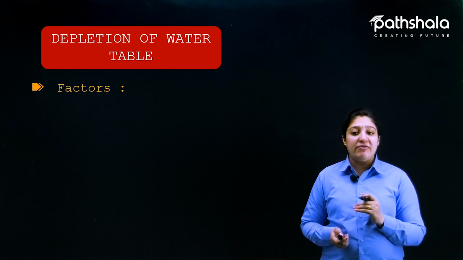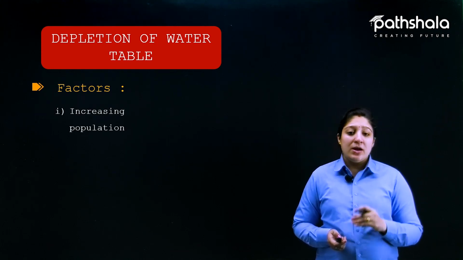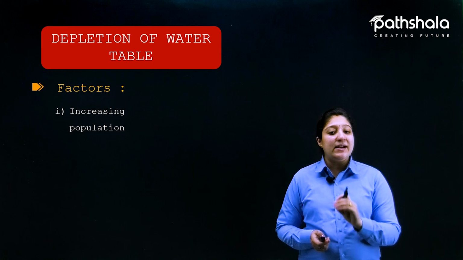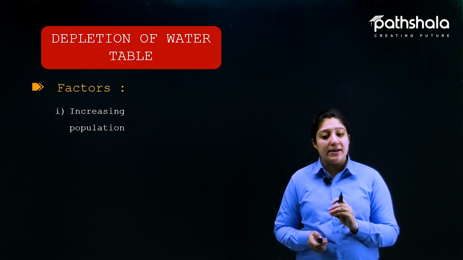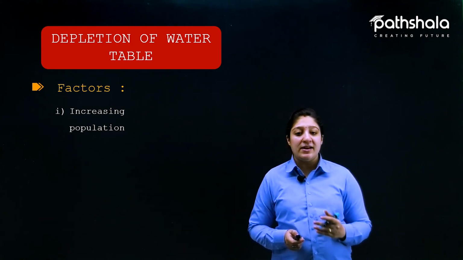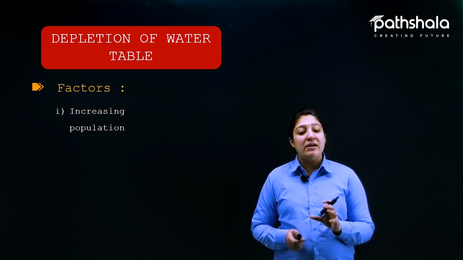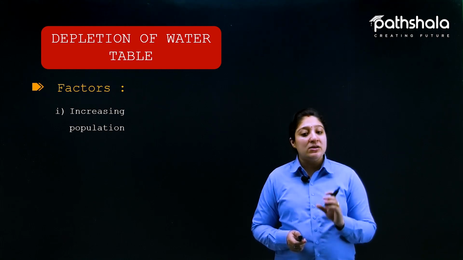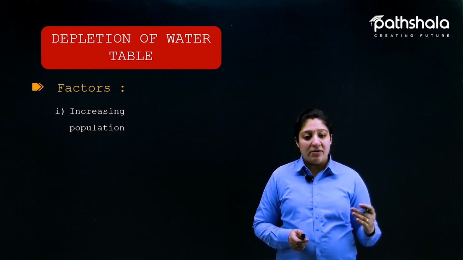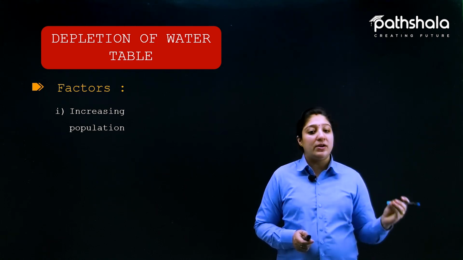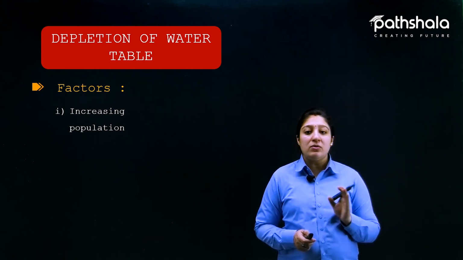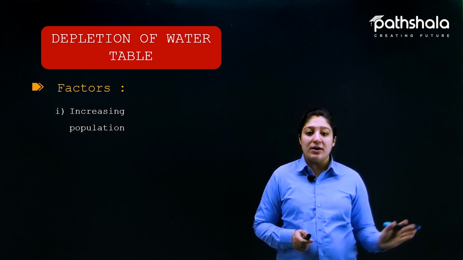The first factor is increased population. Why is increased population affecting the water table? Understand carefully. If population is increasing, what is increasing? The number of people living on the earth's surface is increasing. Because of that, the activities in which they use water, like bathing, cleaning, washing, are also increasing. Because of that, a larger amount of water is used. When more water is used, the water is taken from the water table, and in that case, water is decreasing.